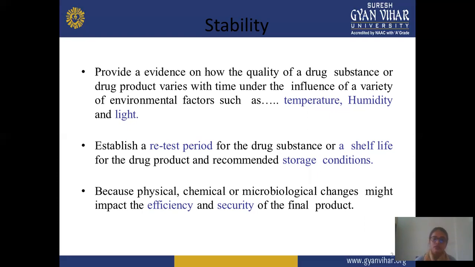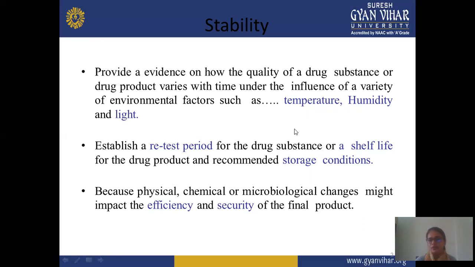So humidity, temperature, and light are very responsible environmental factors that affect your formulation. You can check these factors with the help of the stability study, to see which parameter is suitable for your formulation, and which temperature, humidity, or light condition is required for your formulation.